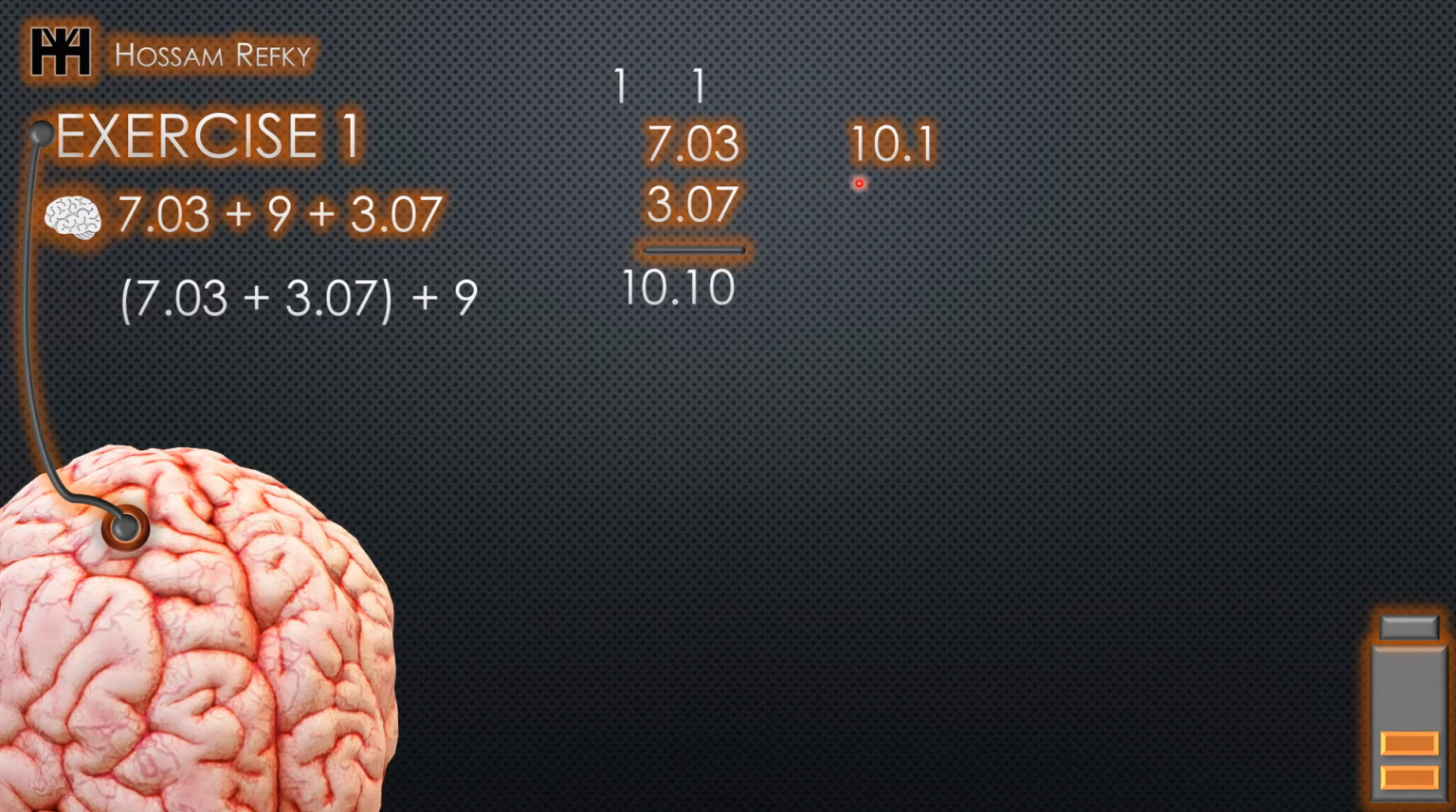Okay, so we have 10.1 plus the 9. 1 here, there is nothing under the 1, so it will go down. We have 0 plus 9, it will be 9. Then 1 plus nothing under the 1, so it will go down also. So the answer will be 19.1.